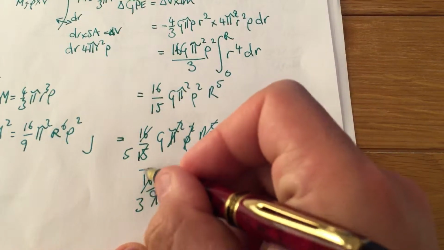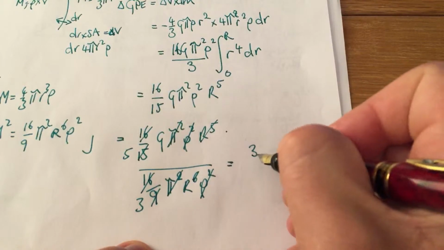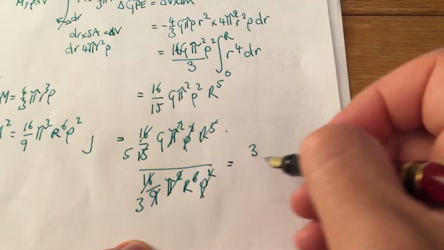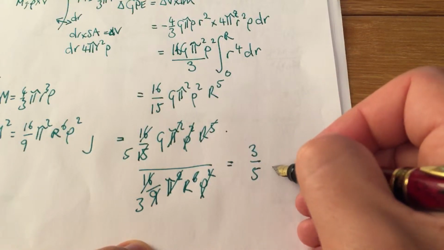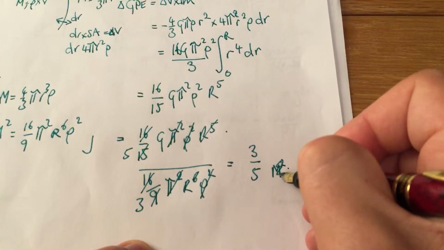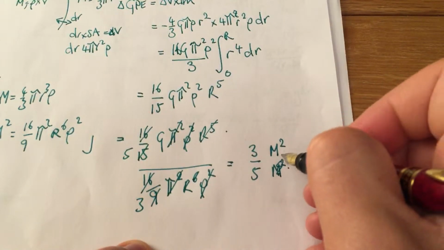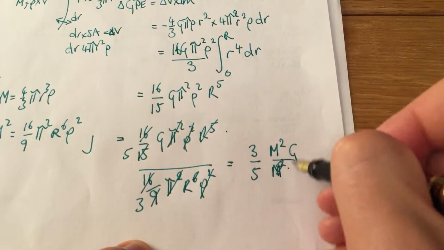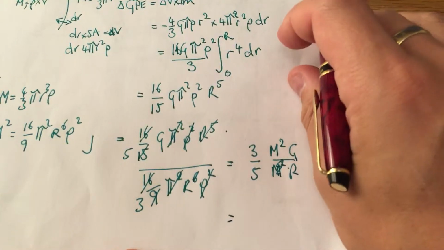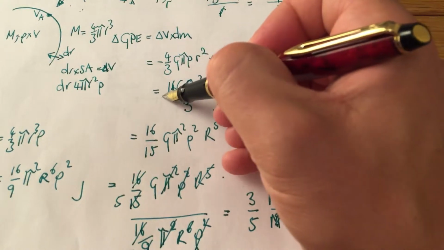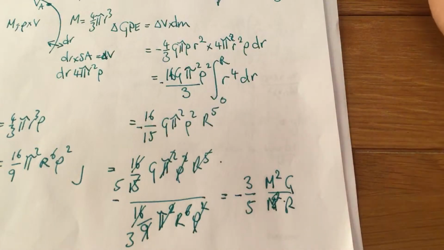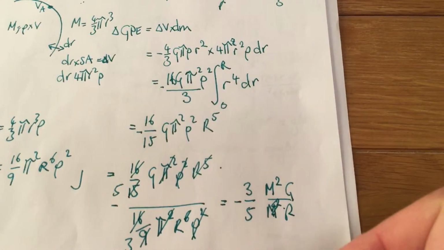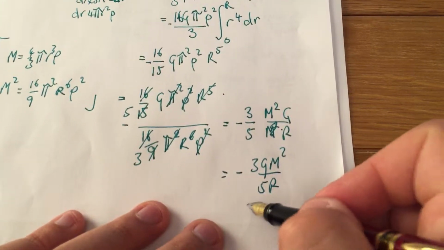So that gives us, remember I'm dividing through by 3, so that gives us 3 at the top over 5. Sorry, divided through, so I've got M squared at the top, G over r. And just to be pedantic, I had the minus there and I forgot about it. Minus there, and therefore that leaves me with minus 3GM squared over 5r.